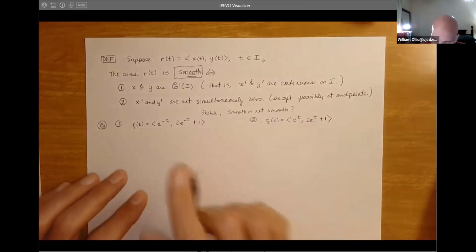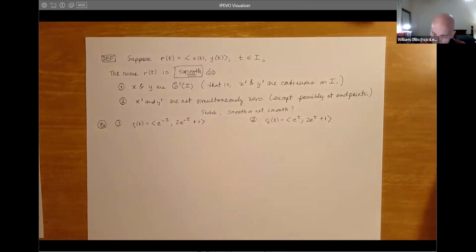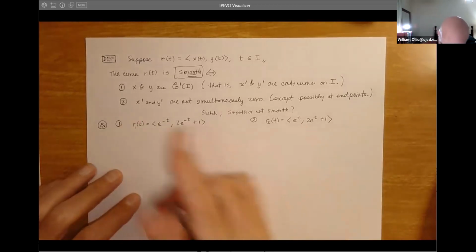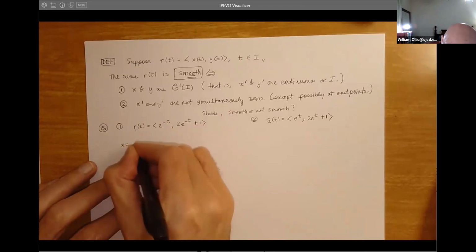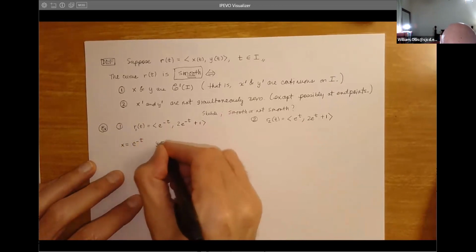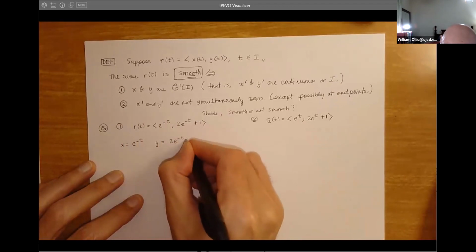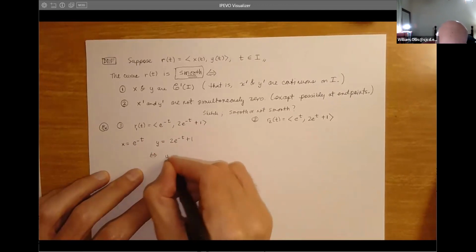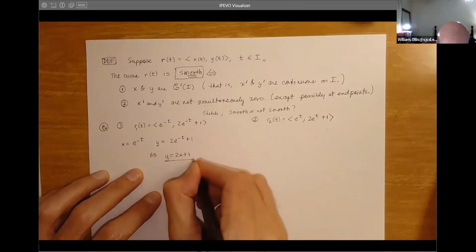Okay, so when we look at this, we're thinking, all right, well, do these represent the same curve? They look kind of similar. And here's something that I was talking about before. You can look at these and say, well, they're very, very similar. Is it going to be that we're going to see that the orientation is altered by these differing signs here? So let's check that. So x equals e to the negative t, y equals 2e to the negative t plus 1. Well, this is really simple. x is e to the negative t, so if and only if, y equals 2x plus 1. That's just a line, okay?